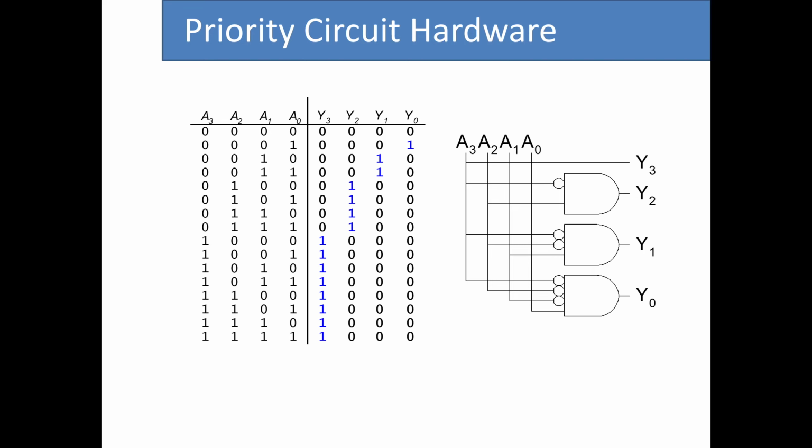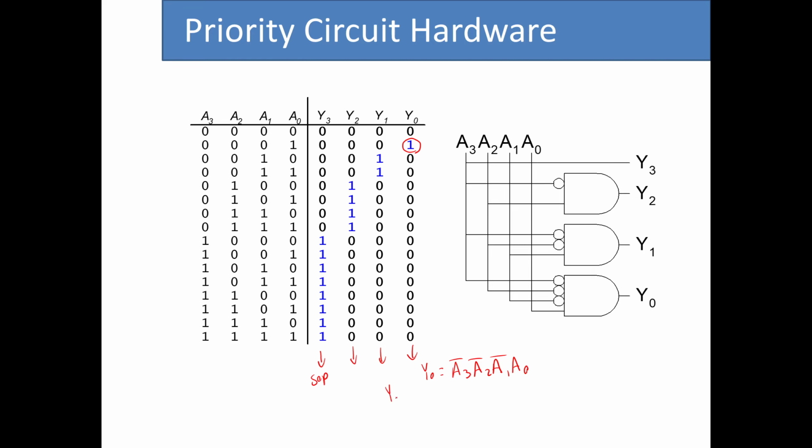So let's just quickly go through the implementation and see how the definition of the priority circuit translates to the implementation too. Of course, you can use the sum of product form for each one of these columns to come up with a Boolean equation. So for example, for Y0, using the sum of product form, you basically have A3 bar, A2 bar, A1 bar, A0.